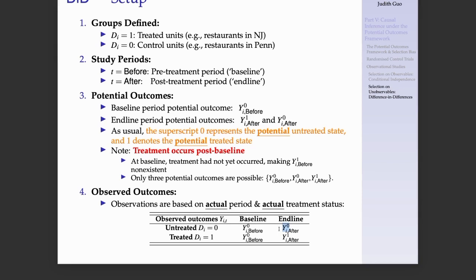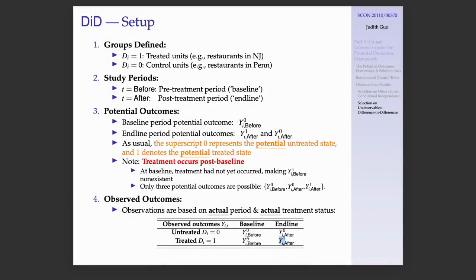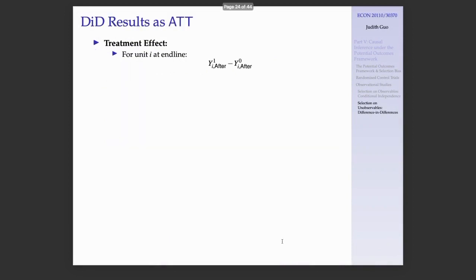So the Y naught is the actual observed outcome for those at the end line, whereas for those in the treatment group, their actual treatment status is being treated. So we can only observe their outcome had they actually been treated, which is the Y1. Okay? So we can see that here, it's only this bottom right corner cell that is the Y1, all other cells correspond to Y naught. So this is the general setup of the DID.